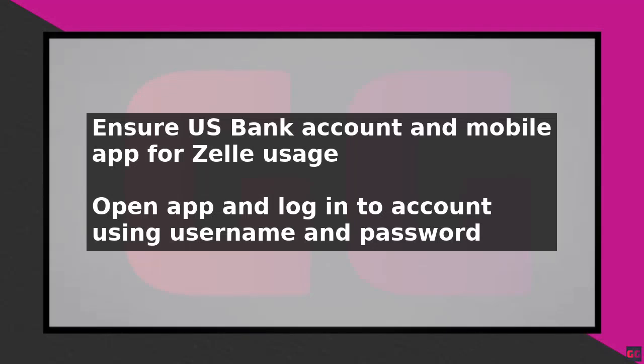To use Zelle with US Bank, start by ensuring you have a US Bank account and the US Bank mobile app. Open the app and log in to your account using your username and password. Once logged in, navigate to the menu and select Send Money with Zelle.